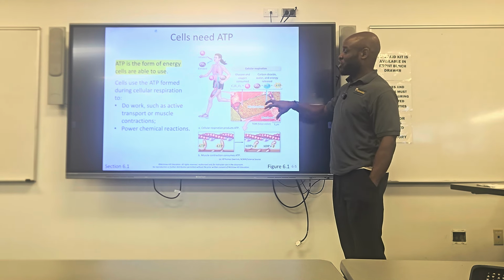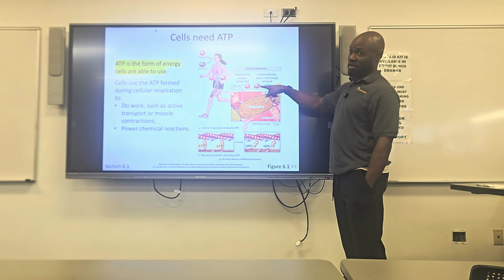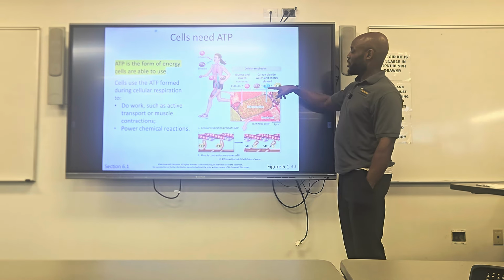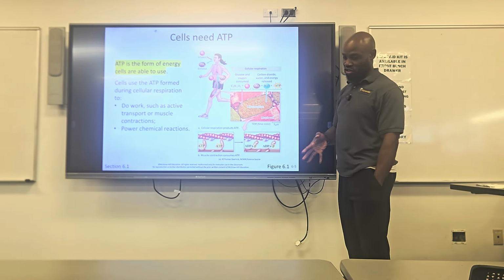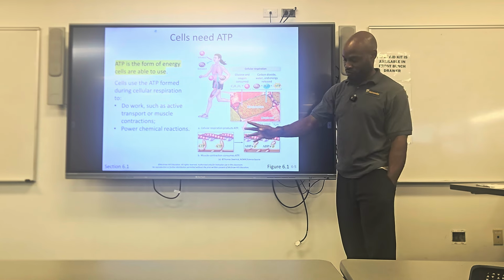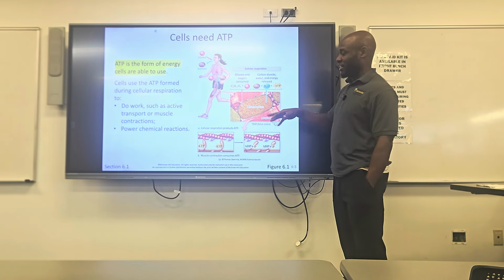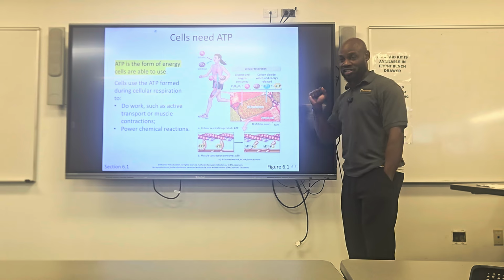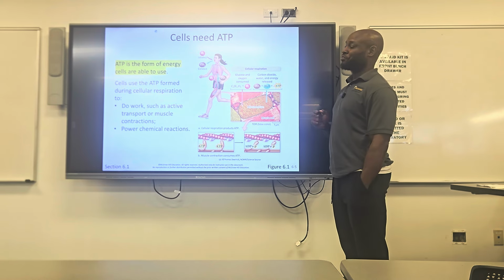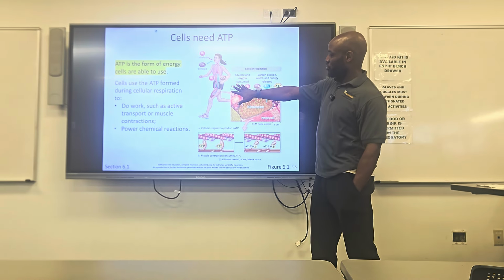The reaction that happens in the cell produces carbon dioxide, which we breathe out, H2O, which can be used in other parts of the body, but eventually can exit the body, and ATP, which is the energy that the cell needs. So this is what is required.